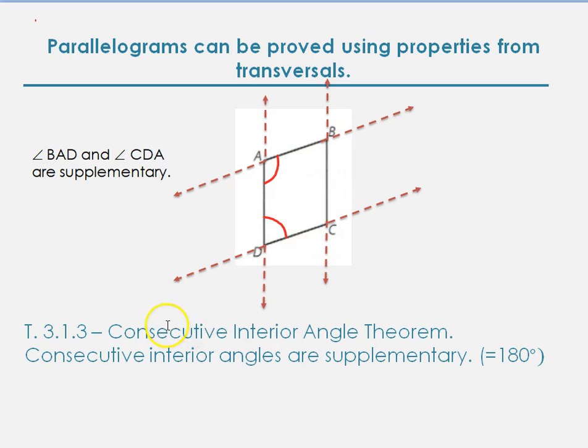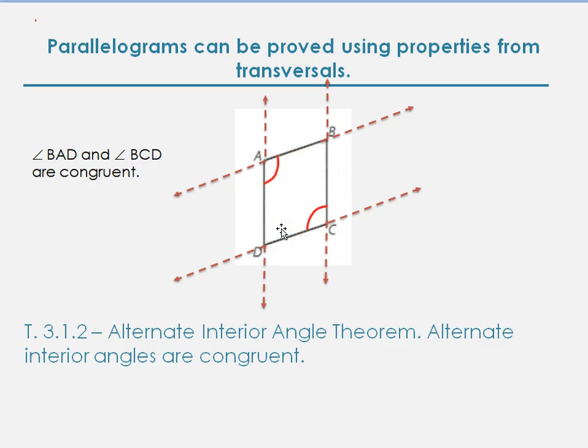One of the characteristics we learned was the consecutive interior angle theorem, where these 2 angles here add up to 180 degrees. So make a picture of that on your paper and mark that down, because we're going to be using that. We also learned that in these angles we have alternate interior angles, and they are congruent. We will also use that information.